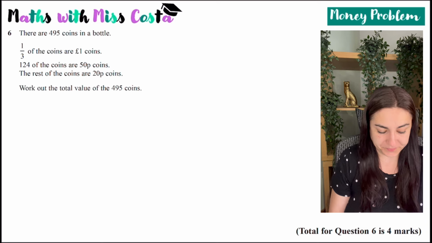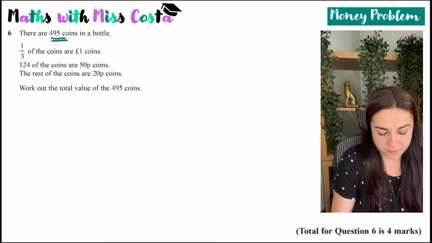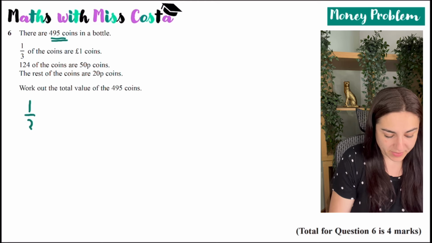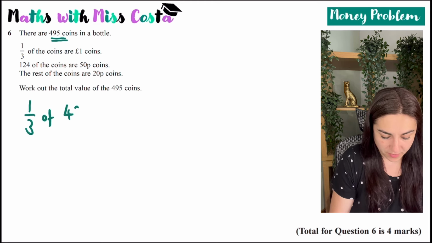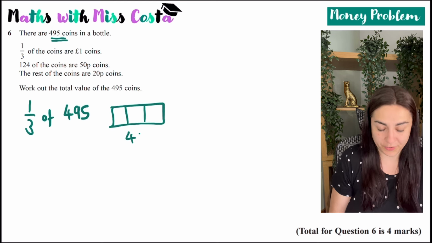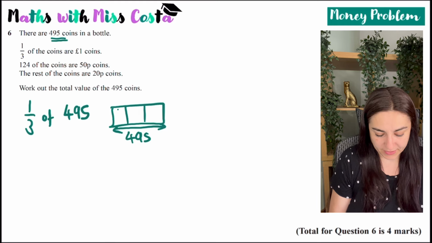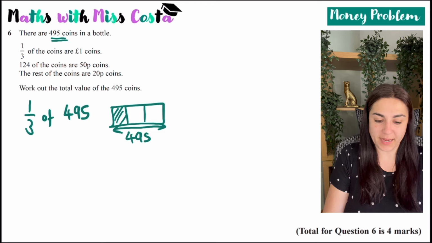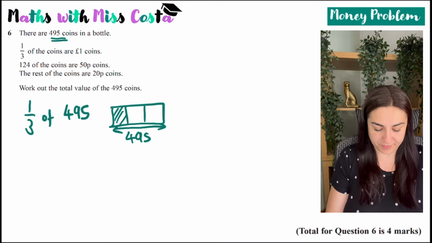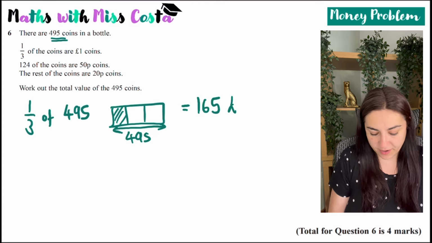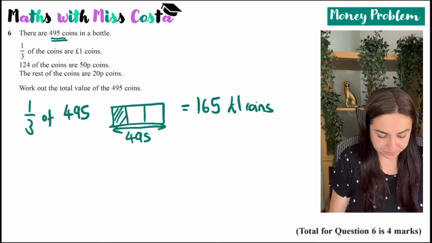Okay, next, I'm told that there are 495 coins in a bottle. 1/3 of the coins are £1 coins. So the first thing I want to do is work out 1/3 of 495. If I visualize that, it means 495 has been split into 3 equal parts, and I want 1/3 of that. So to work out 1/3, I would do 495 divided by 3, which is 165. So I know that there are 165 £1 coins.